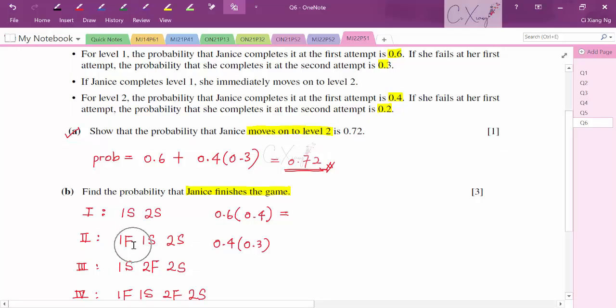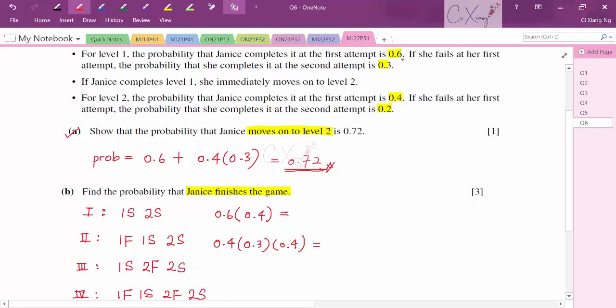Okay, then now we are at this part, first attempt level 1 failed, so it will be 0.4, the opposite of 0.6. Second attempt at level 1 pass. So second attempt, first level success means that it will be 0.3. And after that, first attempt at level 2 success, which is 0.4. So 0.4 times 0.3 times 0.4. And you get the probability for this case.